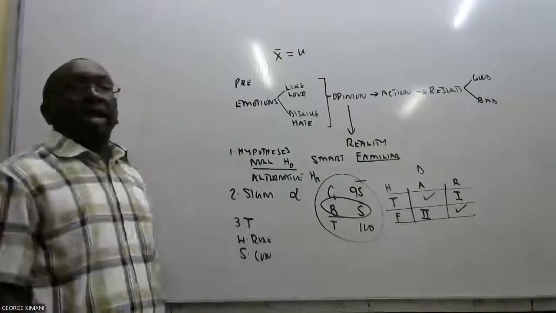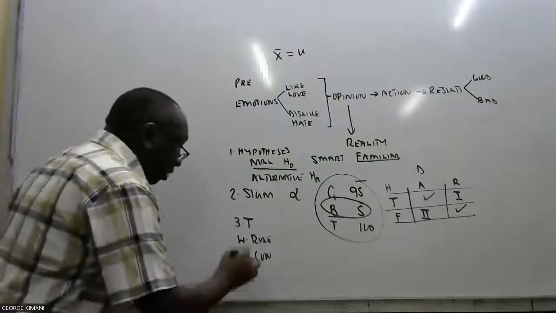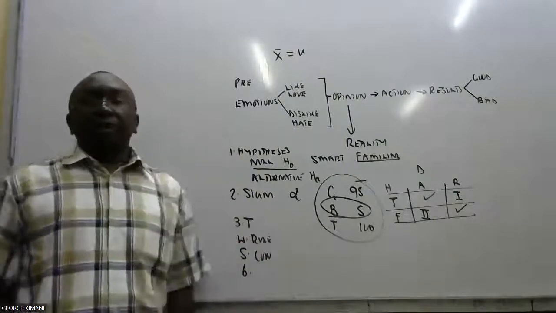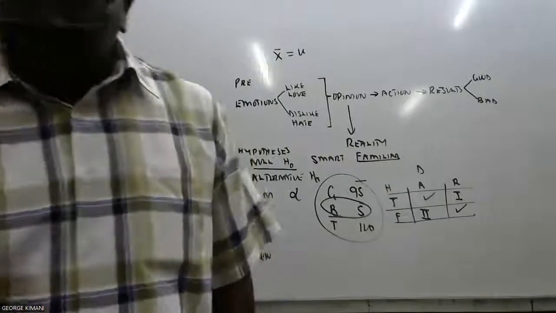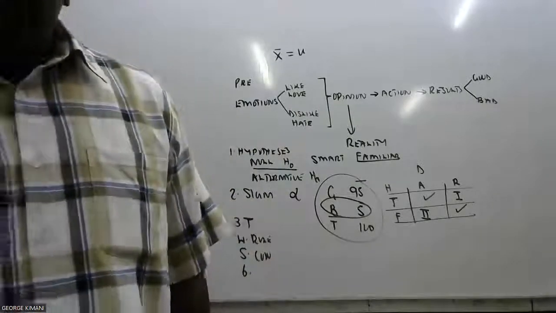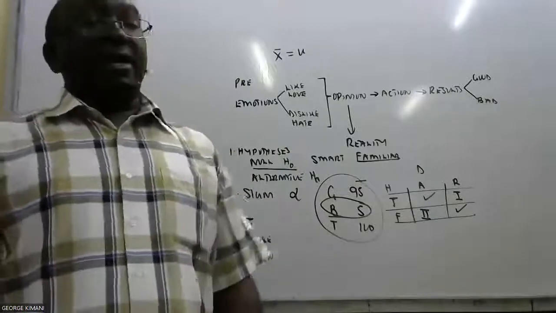You make a conclusion either to accept or to reject. And then the last thing, you say, what does that mean? What is the implication of that? So those are the steps that we follow in hypothesis testing. So we stop there for now. Then we will pick up from there in the next lesson.